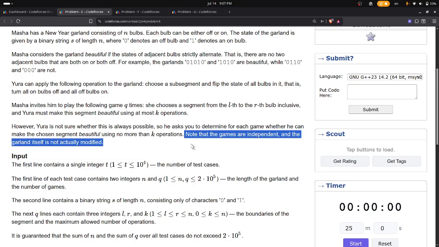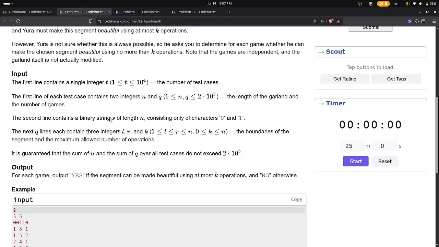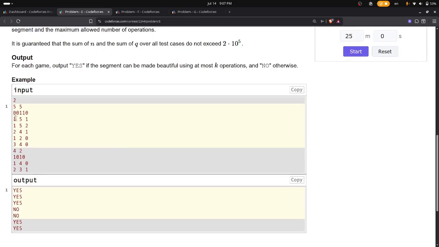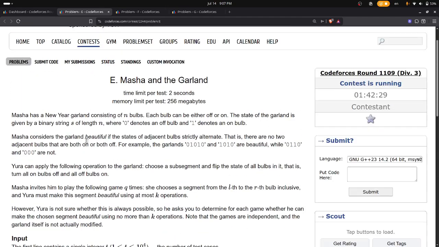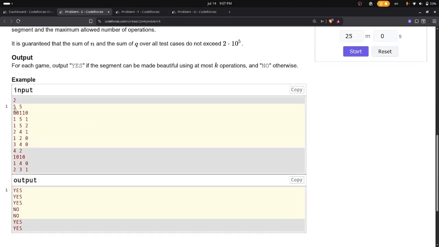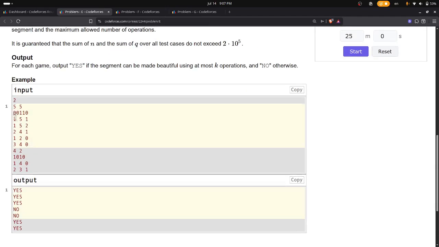The garland itself is not actually modified. So you have n and q, up to 2 * 10^5. Okay. So we can choose a subsegment and flip the state of all bulbs. Every time we are given L, R, and K.